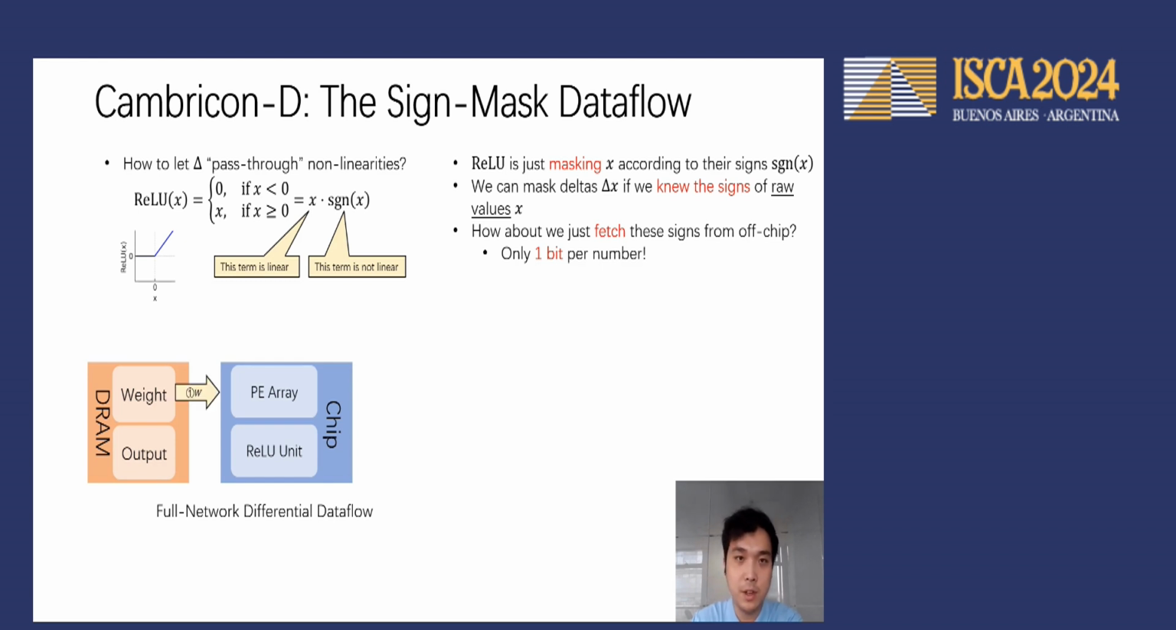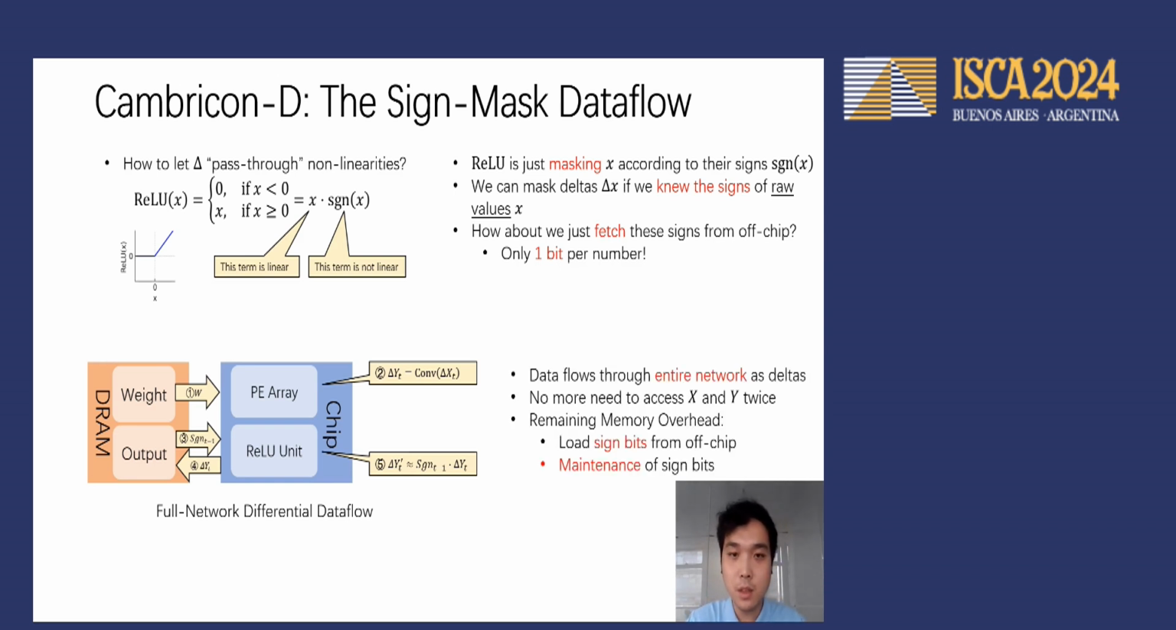Still, first we fetch the weights. Then we perform convolution directly on chip because deltas are from the last layer and are on chip. And now we fetch only the signs of the last time step, and then compute ReLU as an element-wise AND operation. We then write back the deltas to off-chip for maintaining these sign bits. Note that only deltas are used throughout the whole network. So expensive transitions are replaced with simply fetching the small sign bits and writing back the deltas for maintaining them.